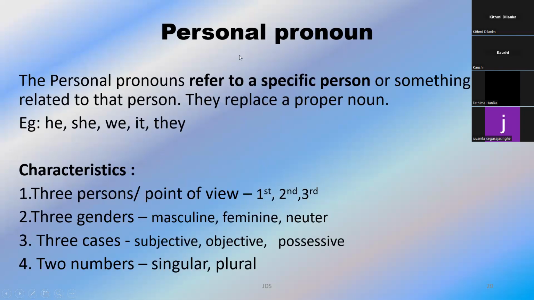Right? So personal pronouns means pronouns that refer to a particular specific person, or maybe to a group of people. When it comes to they, it is not referring to a particular person, it is referring to a group of people. So personal pronouns are always related to a set of people or to a particular person. They replace a proper noun.